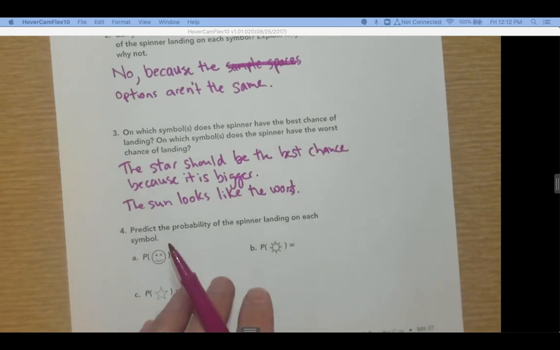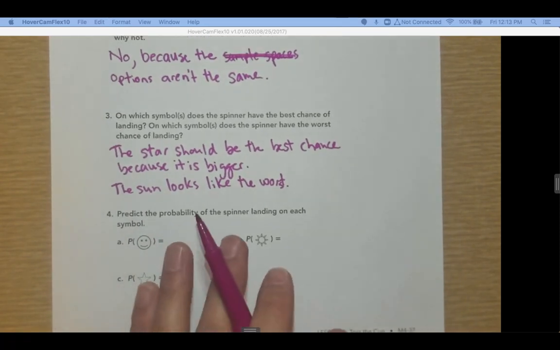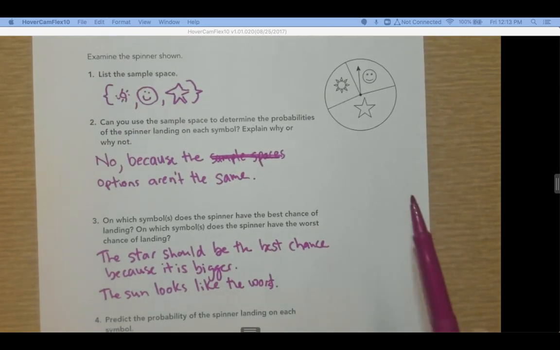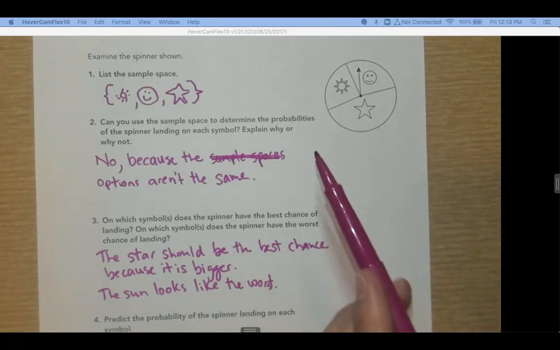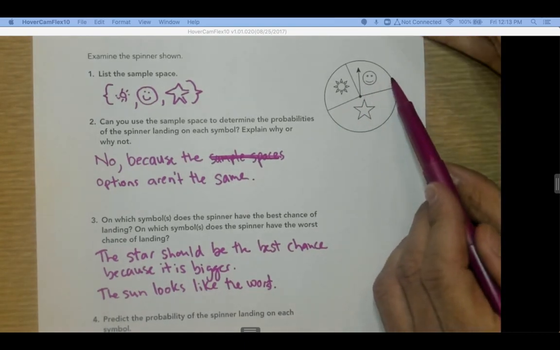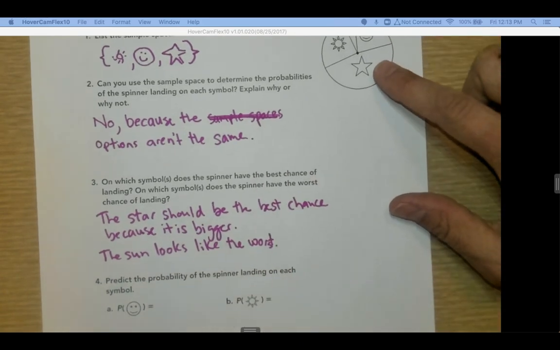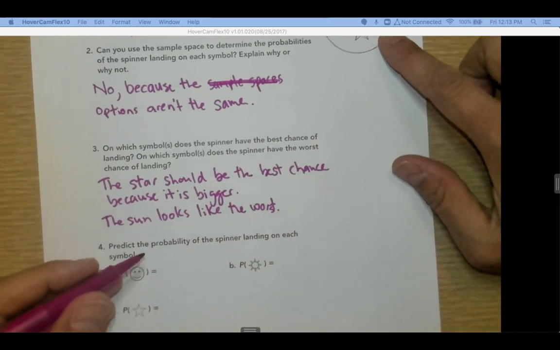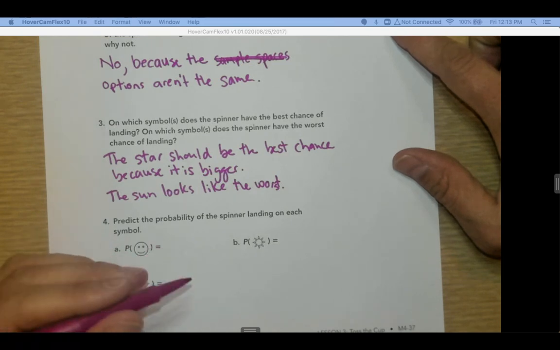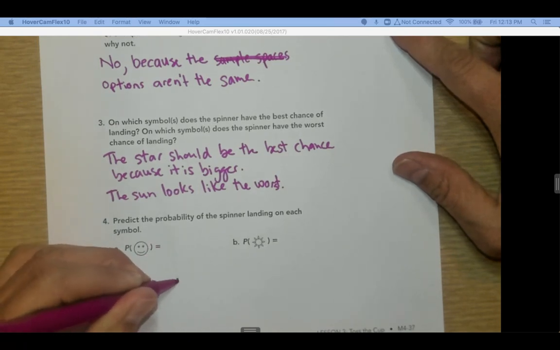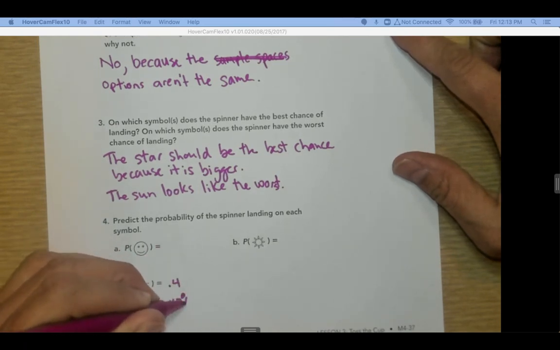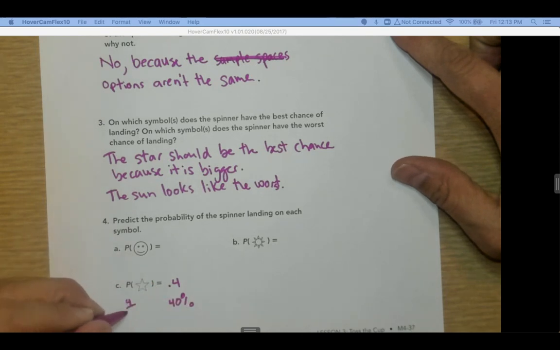Okay. Then they say predict the probability of the spinner landing on each symbol. Well, I'm going to look here, and it looks like this would be 50% here, and this looks like a little less than 50%. And so I think the star is going to be maybe 40%. And so I'm going to say 0.4, 40%, 4 out of 10.